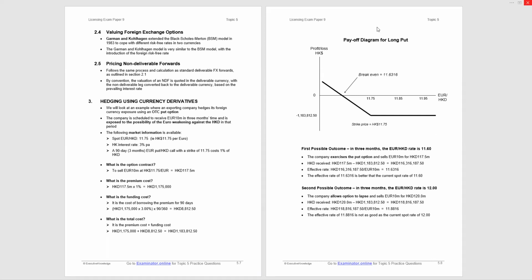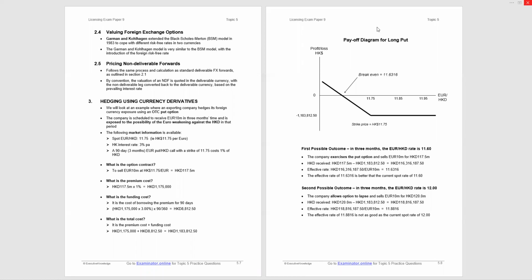The company is scheduled to receive 10 million euro in 3 months' time and is exposed to the possibility of the euro weakening against the Hong Kong dollar in that period. So you want to be able to sell the euro at a particular price, the strike price, so that if the euro weakens, you'll be able to exercise the put option. But if the euro strengthens, you'll be able to let the put option lapse.